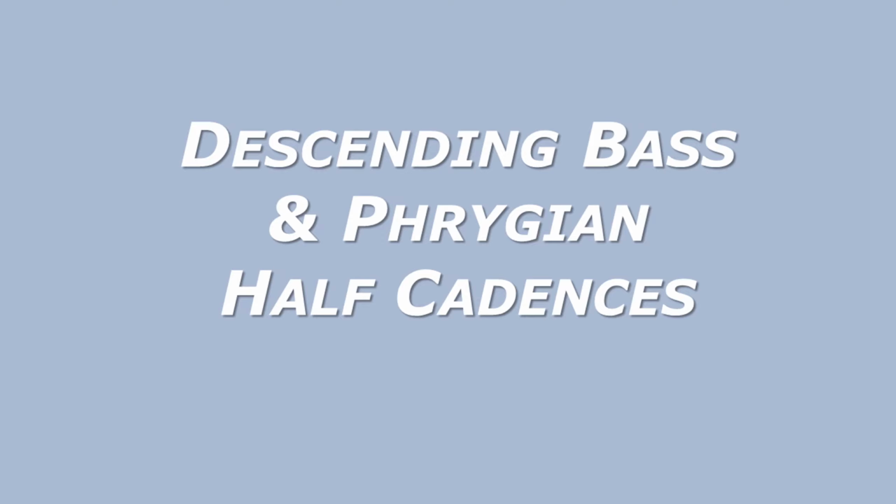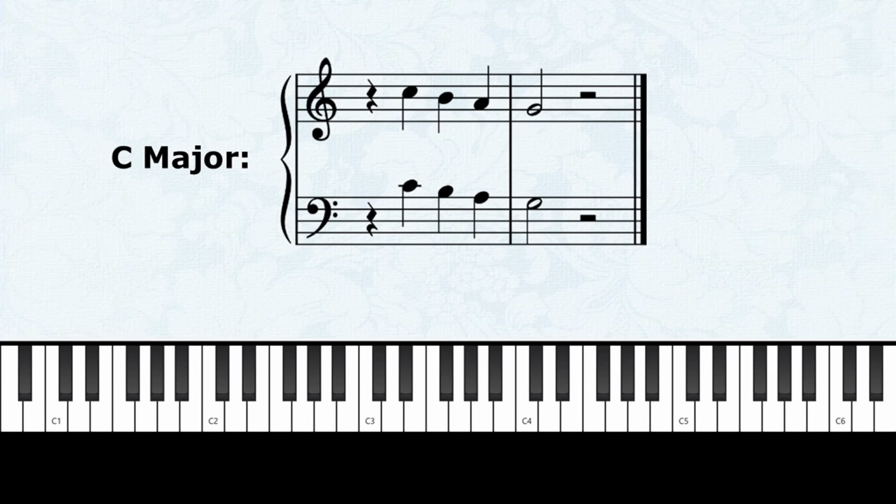Descending bass and Phrygian half cadences. Occasionally, half cadences based on a descending bass pattern are found, in which the bass line descends by stepwise motion through the first, seventh, sixth, and fifth scale degrees. While this particular cadence could be theoretically harmonized as follows, in practice it mostly appears as unison, as we shall see in the next examples.